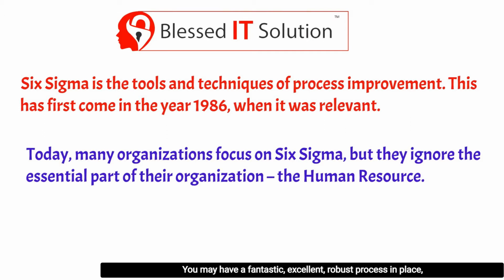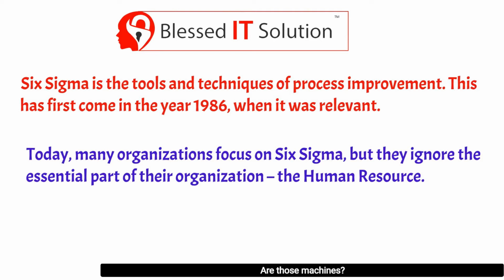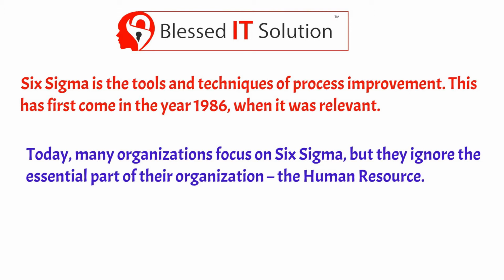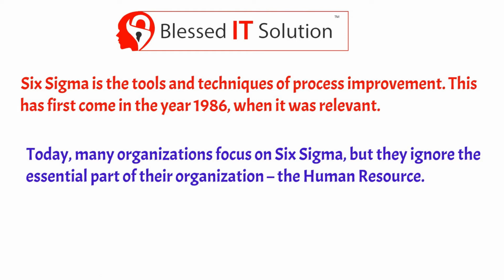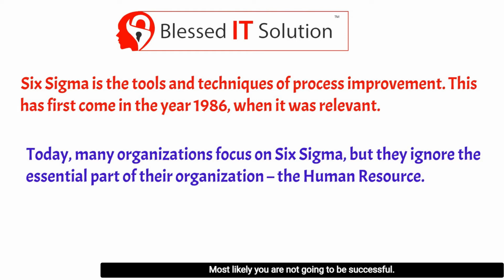You may have a fantastic, excellent, robust process in place, the best tools available, but the people who are using those tools, those techniques, who are following those processes, who are actually producing the outcome, are those machines? No. Those are humans. Now, if any company feels that by following only Six Sigma processes we will be the winner, sorry, most likely you are not going to be successful. Why? Because by using only Six Sigma techniques or processes, I am ignoring the most important part, human.